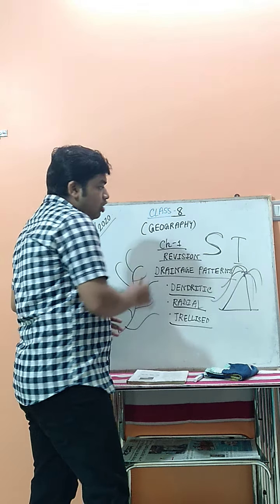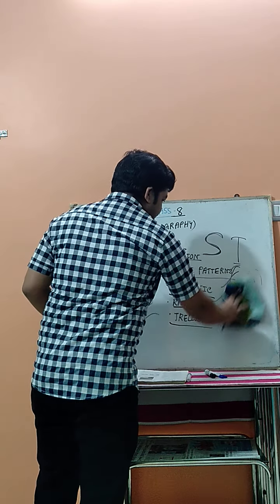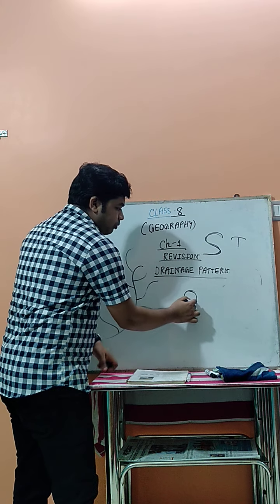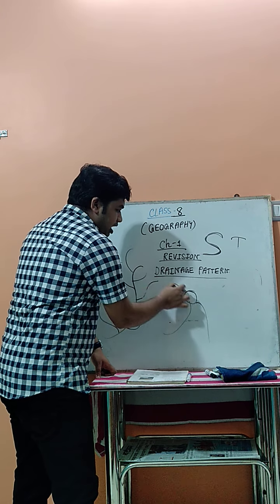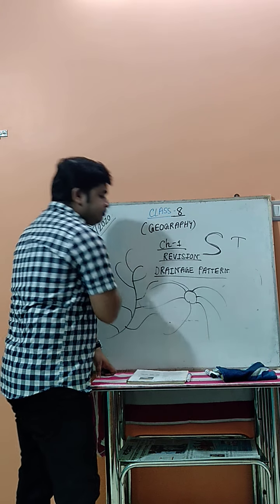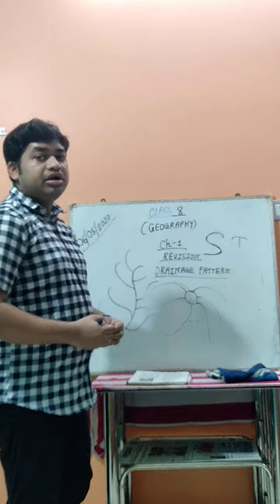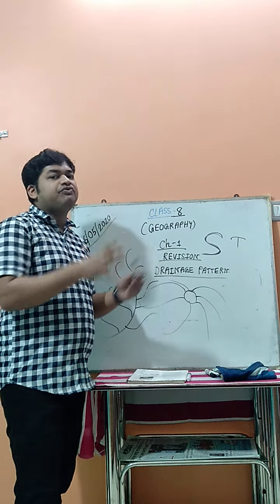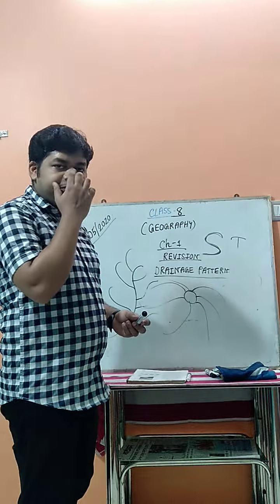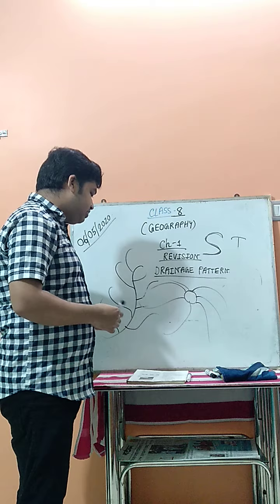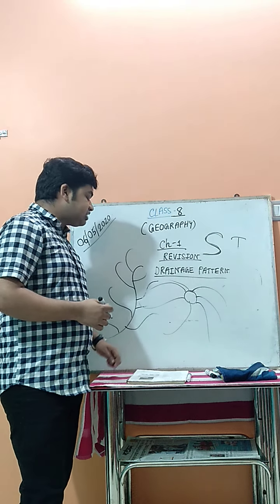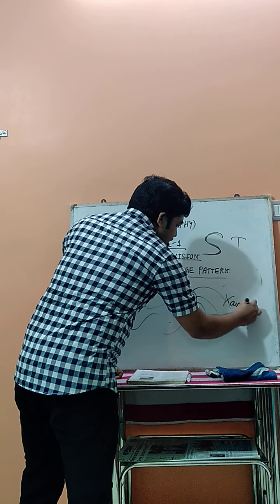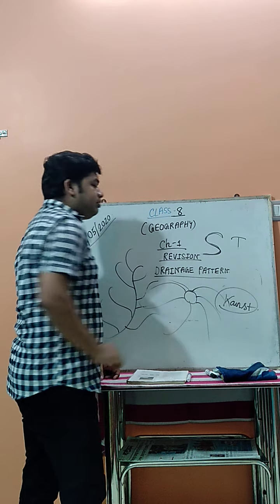In the same way, when rivers come out from a particular portion like this, this type of drainage pattern is known as the radial type of drainage pattern. It almost looks like the spokes of a wheel. And you can see this type of drainage pattern in the karst region.